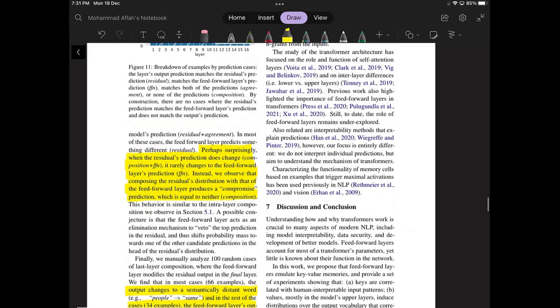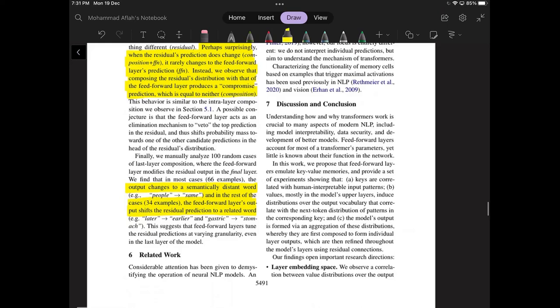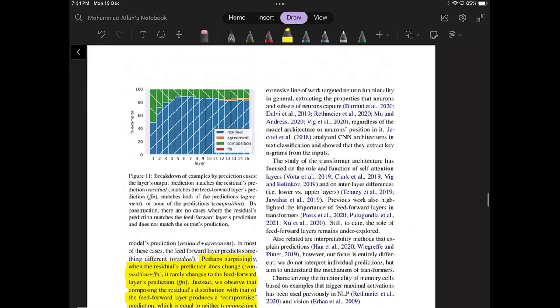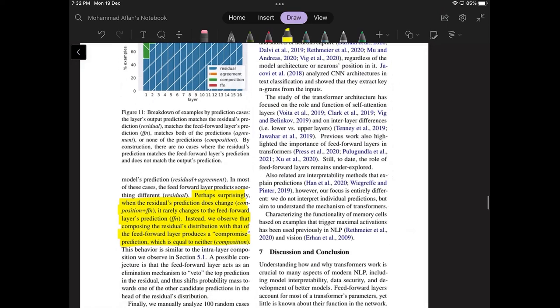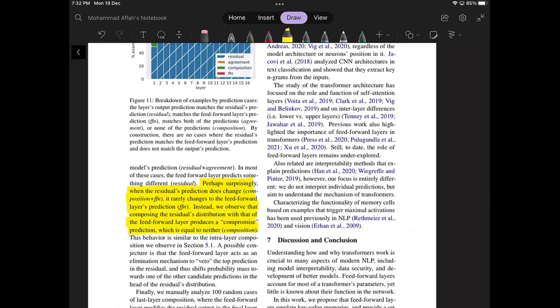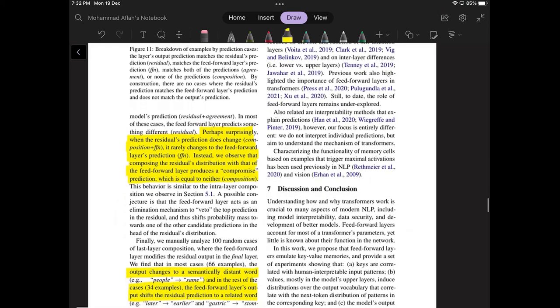Again, related works. Considerable attention has been given to demystifying the operation of NLP models. An extensive line of work targeted neuron functionality in general, extracting the properties that a neuron and subsets of neurons capture, regardless of the model architecture or the neuron's position. Jacovi et al. analyzed CNN architectures in text classification and showed that they extract key n-grams from the input. The study of transformer architecture has focused on self-attention and on inter-layer differences. Previous work has also highlighted the importance of feed-forward layers. Still, to this date, this role remained unexplored, which they did.